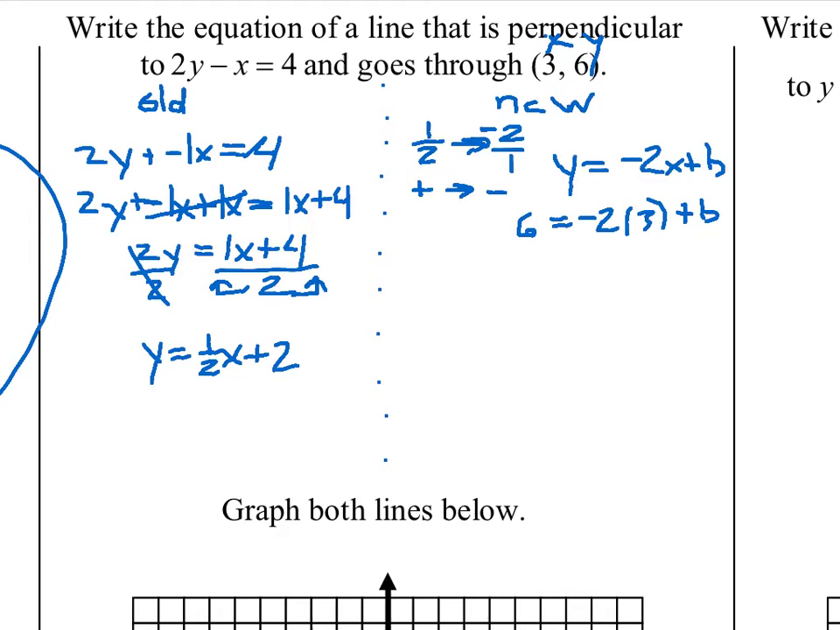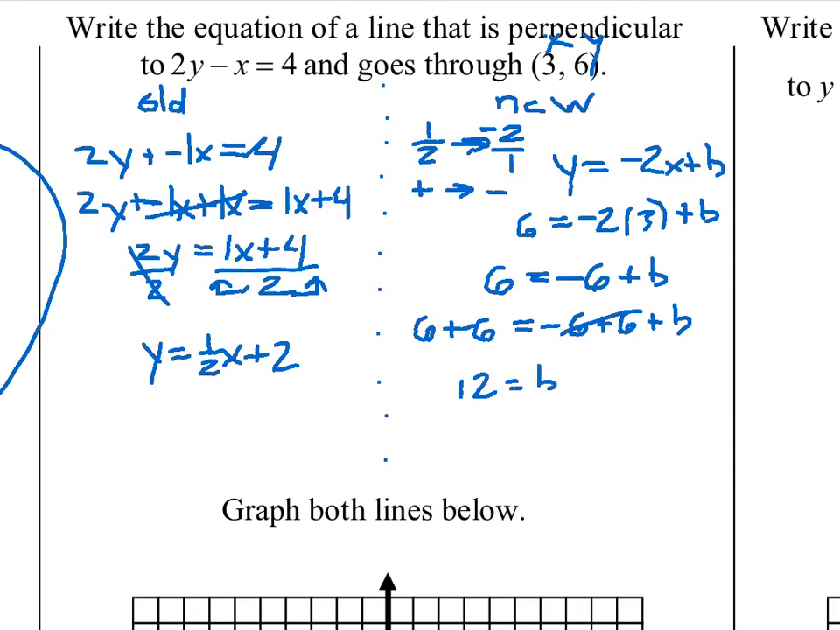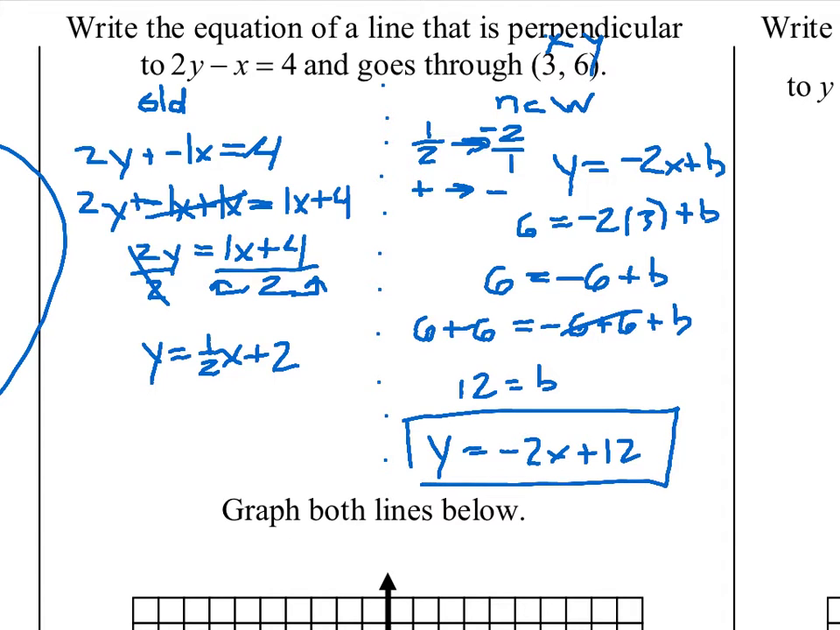Right, so now we just need to solve. 6 is equal to negative 6 plus b. Add 6 to both sides. And we get our equation: y equals negative 2x plus the b we just found, which is 12. So that comes all the way back. We just plugged in our 12.